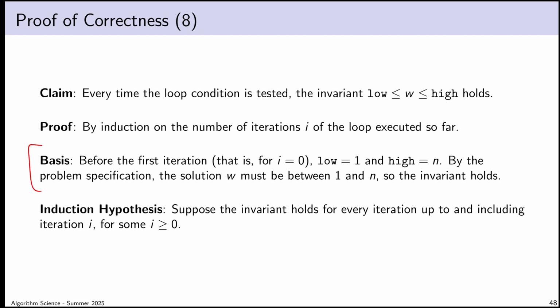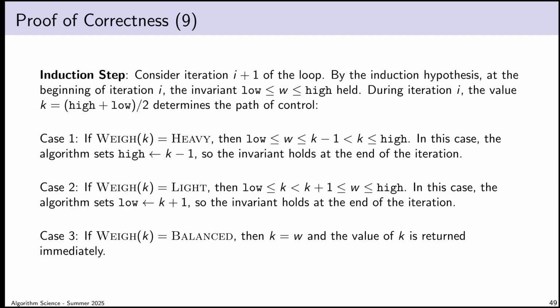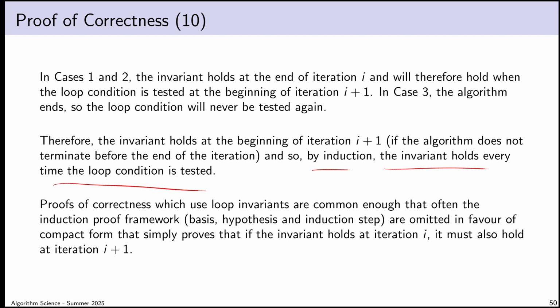So my basis is just that at the beginning of the loop, it holds. My induction hypothesis is: suppose that it holds at one iteration. And my induction step is that I'm now going to show you that it holds at the next one. Because this is so common, it is often seen in many sources, including what we're going to see later in the course, that we write loop invariant proofs without all of the induction infrastructure. We don't bother writing basis, hypothesis, induction step. We write them in a compact form where we simply say, suppose the claim holds at the beginning of one iteration, we're going to show it holds at the beginning of the next one.